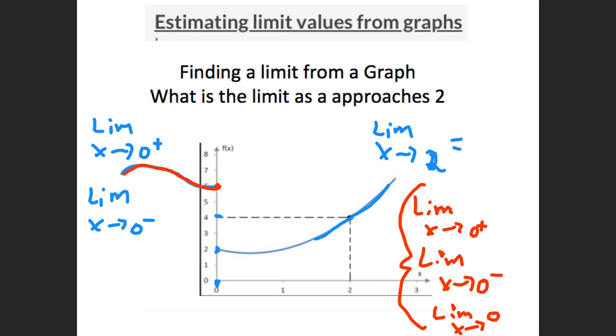Now, this is a really key point here. If the limit from the left and the right are not the same, then the limit at that point does not exist. So in this problem, if I said, what is the limit as x approaches 0? It does not exist. Why? Because when you come from the left, you get 6 for your limit. When you come from the right, you get 2 for your limit. They are not the same. That means the limit as x approaches 0 does not exist.